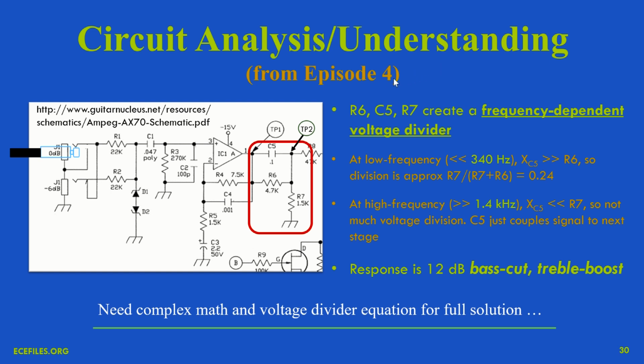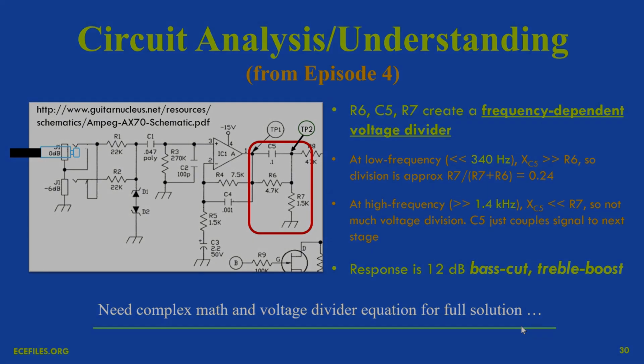This is a slide from episode 4 in this series. So if you want to know about this in detail, go back and review episode 4. There we said things like, well, at low frequency, what does that mean? Well, that's the question. Here we said much, much less than 340 Hertz, and that was gotten using the values here. But that doesn't tell us enough. We really need the complex math and voltage divider equation for a full solution, and that's where we're going next.